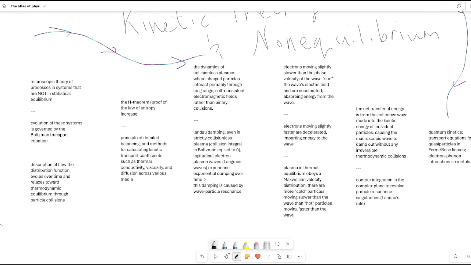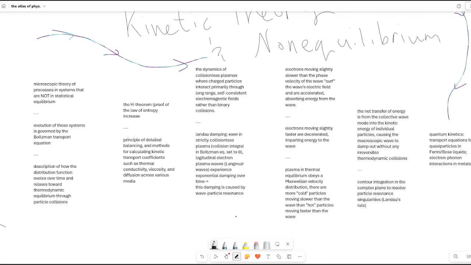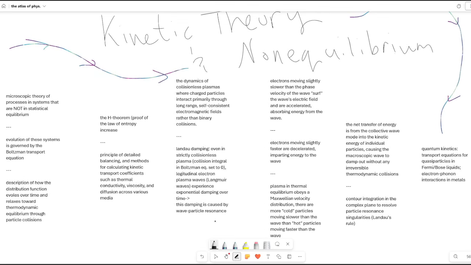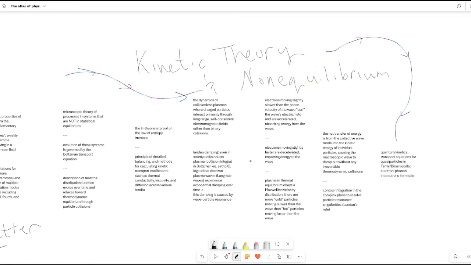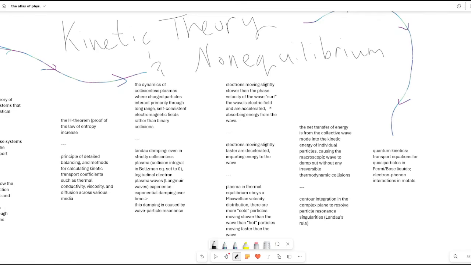Landau damping. So even in strictly collisionless plasma, the Boltzmann equation with the collision integral set to zero, longitudinal electron plasma waves, called Langmuir waves, experience exponential damping over time, and this damping is caused by wave-particle resonance. And so this is a phenomenon that if you have electrons moving slightly slower than the phase velocity of the wave, they can surf on the wave's electric field and are accelerated, absorbing the energy from the wave. But electrons moving slightly faster than the wave are decelerated.